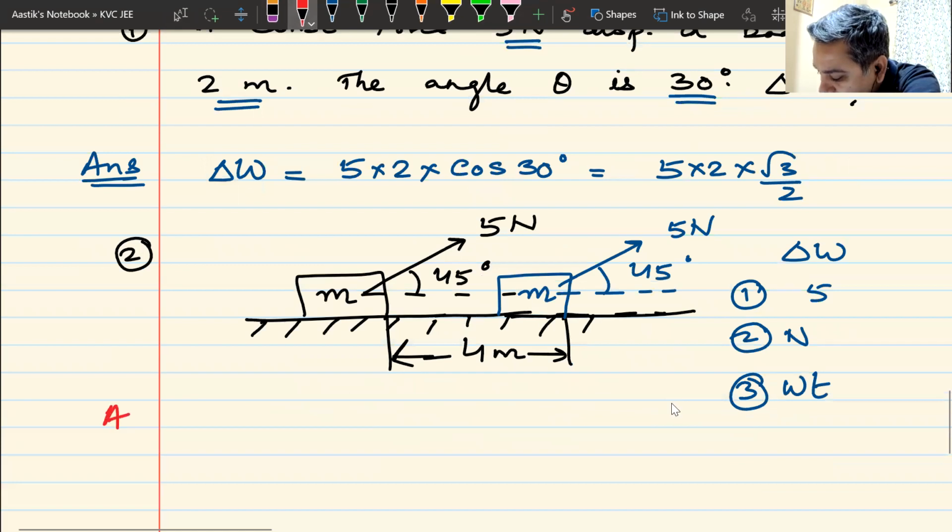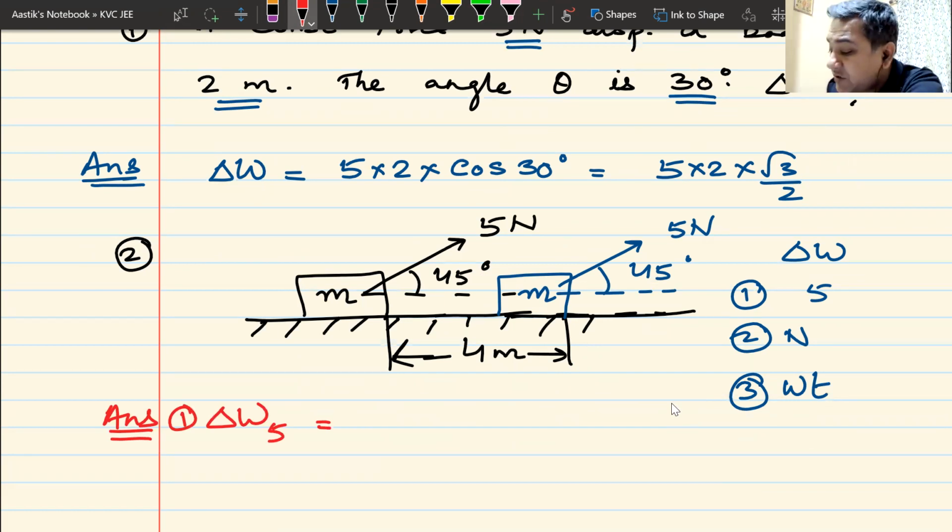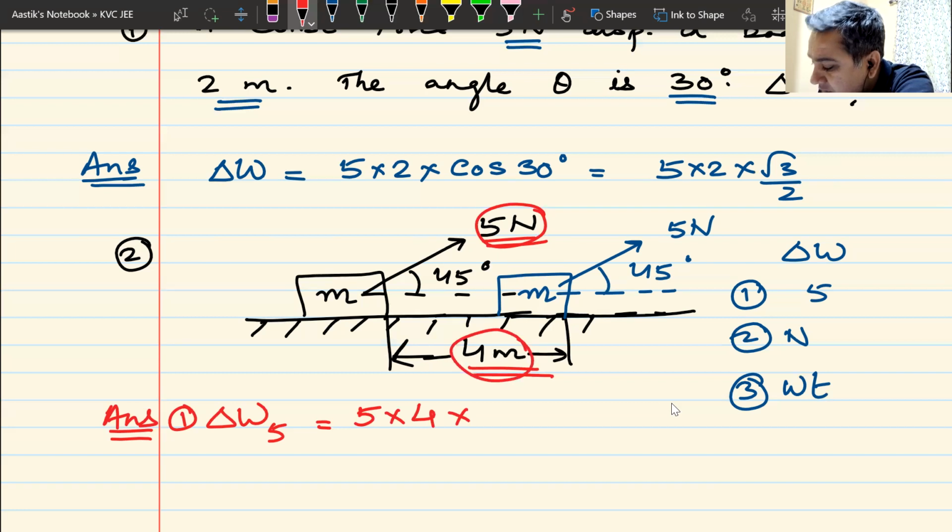Let us try to find out the answer for the first one. Work done by the 5 Newton force. What is the work done by the 5 Newton force? It must be the magnitude of the force. What is the magnitude of force? It is 5 Newton. So far, so good. Multiplied by the displacement of the body. What is the displacement of the body? It is 4 meters. 5 multiplied by 4. Multiplied by the angle between force and displacement, the red one. What is the angle between force and displacement? It is 45. So multiplied by cos of 45. Cos of 45 is 1 by root 2.